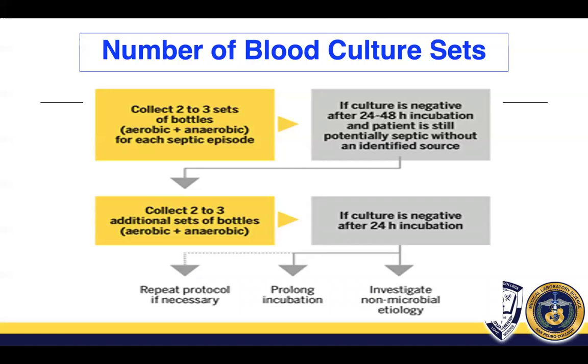How would you know a septic episode? We have to watch out for the times when the patient's temperature spikes up. That's a telltale sign that the organisms are trying to increase in number, or are in their doubling time or generation time period. So, 2 to 3 sets per septic episode.